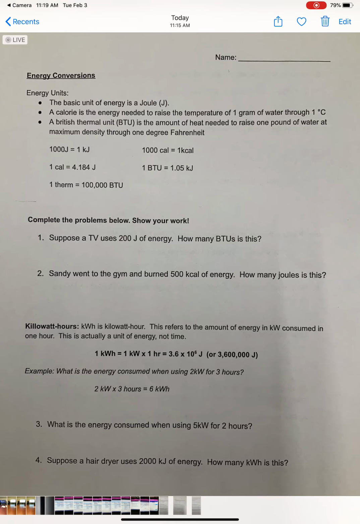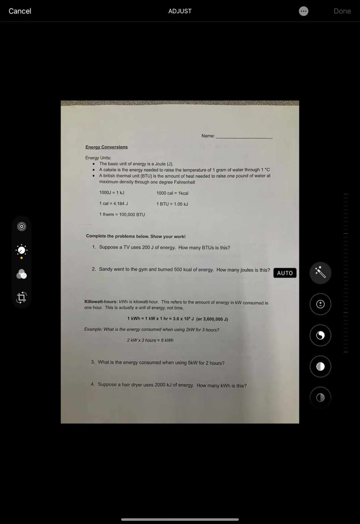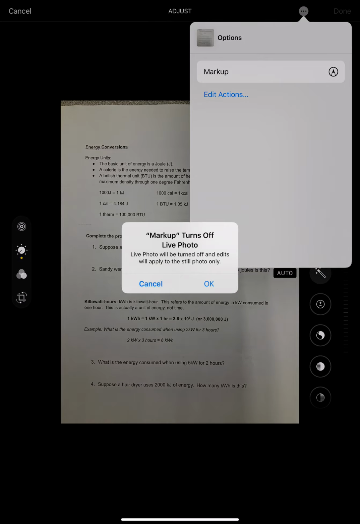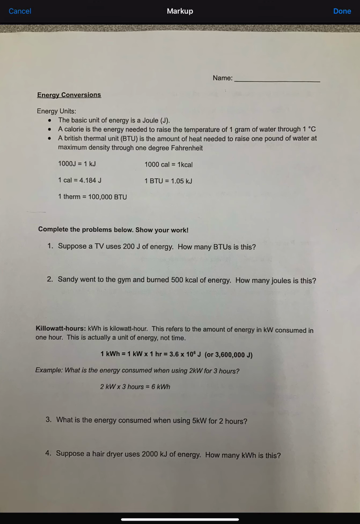All right, guys, so we are going to be practicing some energy conversions. We're going to do this as a pre-lab so that we can get right into our lab work. So we have energy units. The basic unit of energy is a joule. That's what we're going to be using the most.